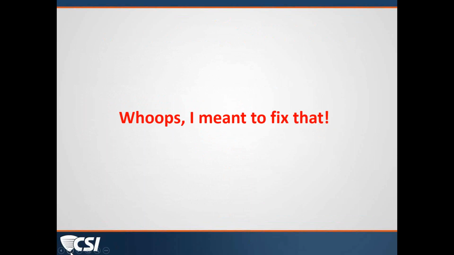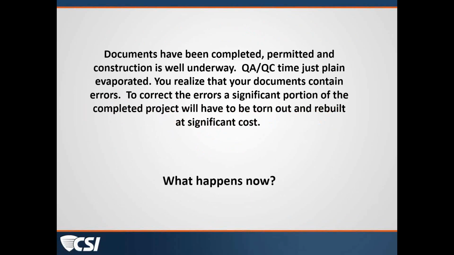So let's look at the scenario. The next slide. The documents have been completed. They've been permitted. Construction is well underway. There was just no time for quality control, quality assurance measures to be implemented on the project. And during the construction, all of a sudden you realize that your documents contain errors. Unfortunately, at the time that you realize these errors are there, significant portions of the work have been completed, and the only way to correct these issues will involve destruction and then reconstruction, and that will be at no small cost to the project.